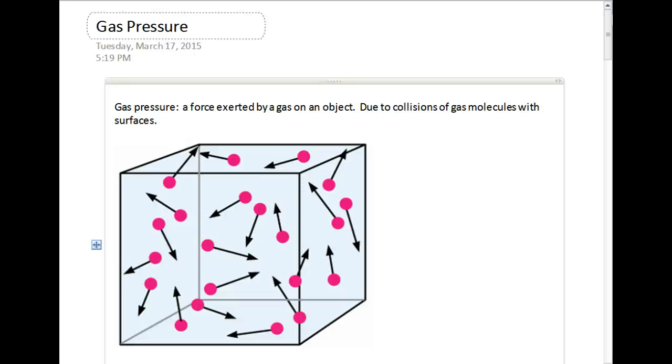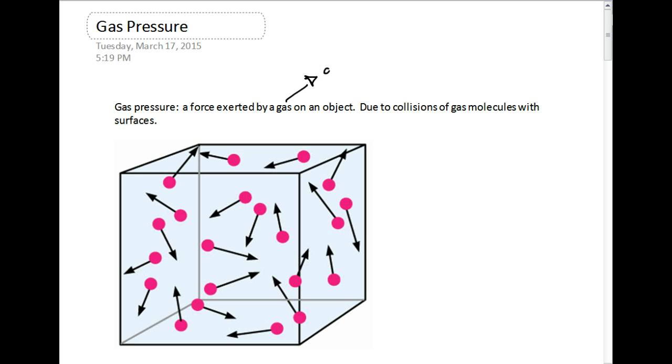Okay, today we're going to be talking about gas pressure, and we should probably define what gas pressure is. So here's our definition. It is a force that is exerted by a gas on an object. Now, we know that gases are all around us.